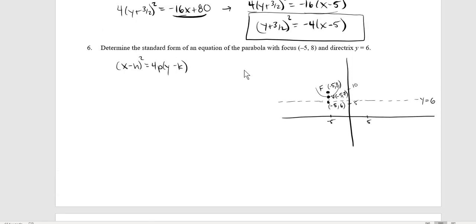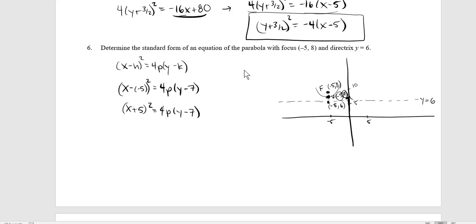Well, we have those already. H is where we moved the x-coordinate to. We moved it negative 5 units. So x minus a negative 5, squared, equals 4p times y minus, well, the y-coordinate we moved up 7 units from the origin. So that's y minus 7 unit shift. Minus the minus over on the left side's a plus.